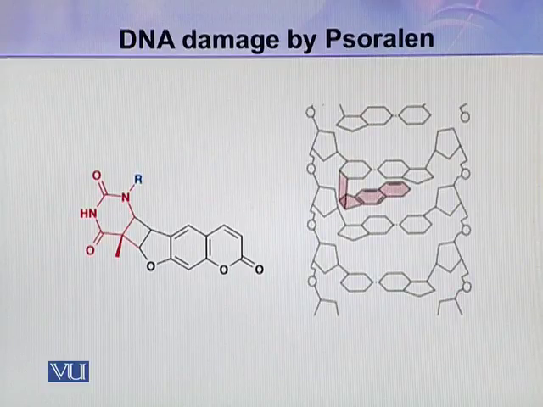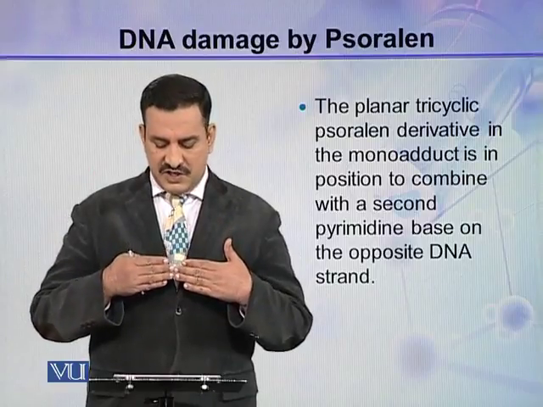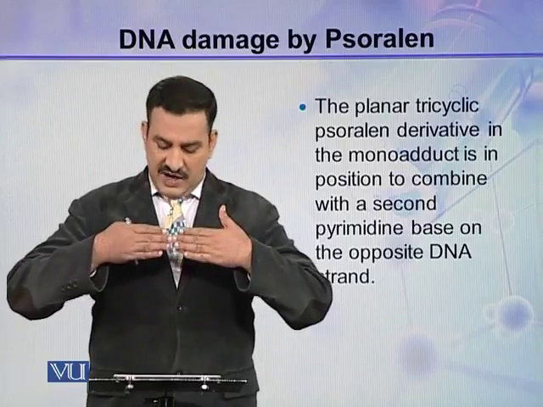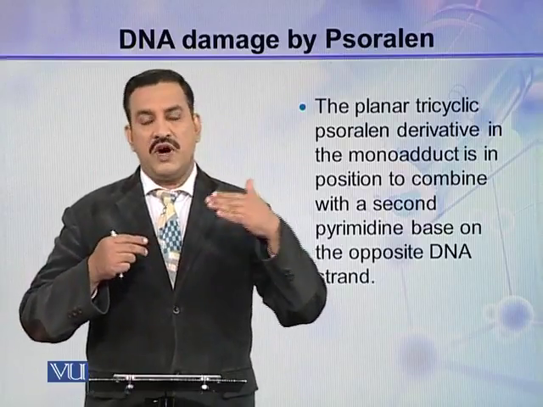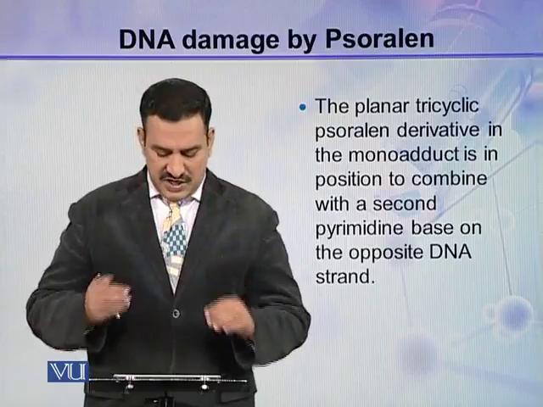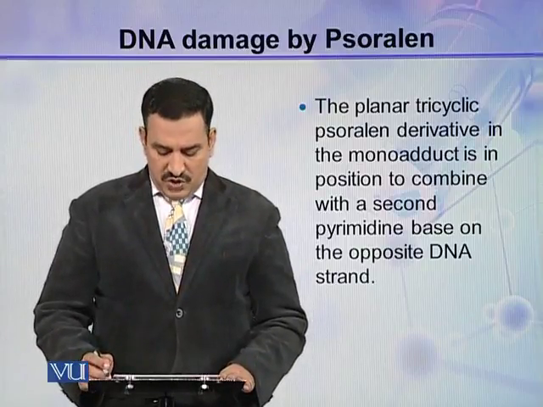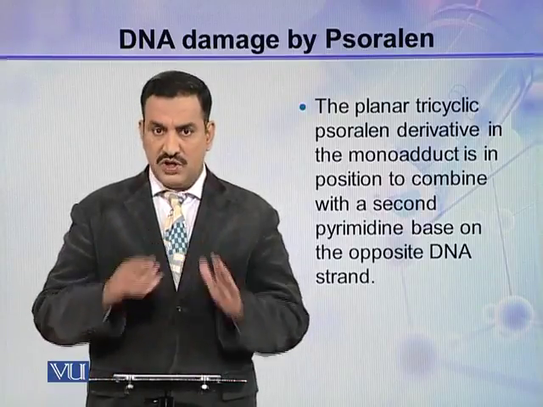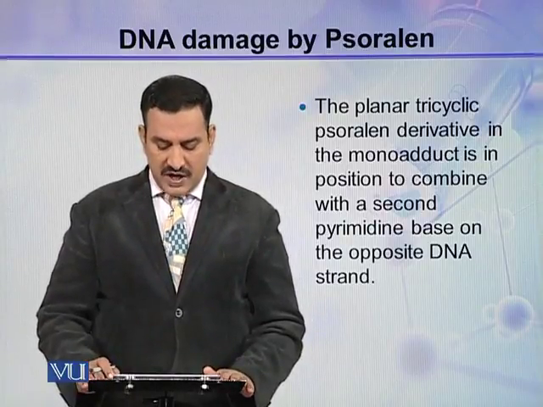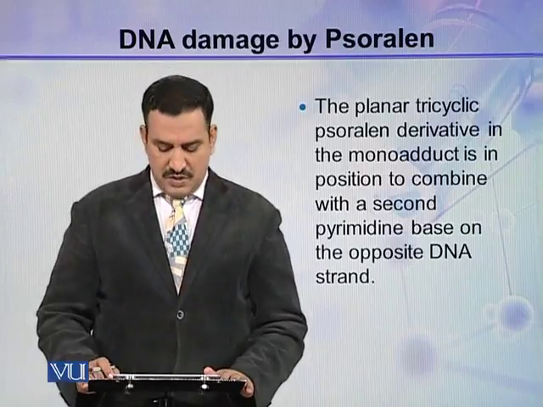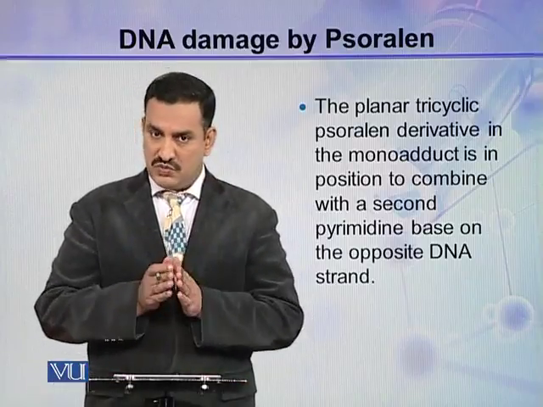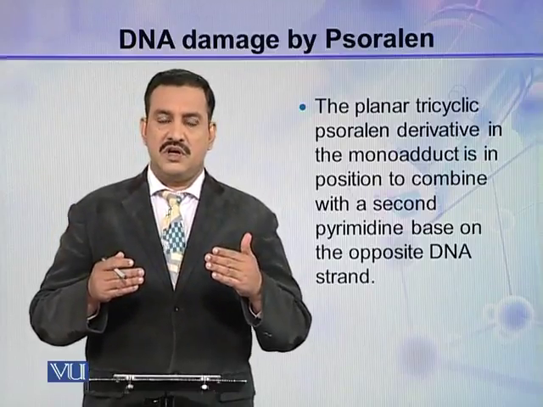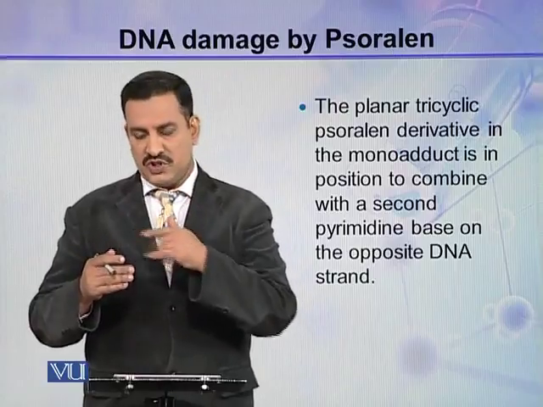The planar tricyclic psoralen derivative in the monoadduct, because you know this is a planar molecule, has been attached to one of the pyrimidines in the DNA in the form of a monoadduct. This planar molecule is in the position to combine with another pyrimidine base, either on the same strand or on the opposite strand. Most probably it will link with the opposite strand.